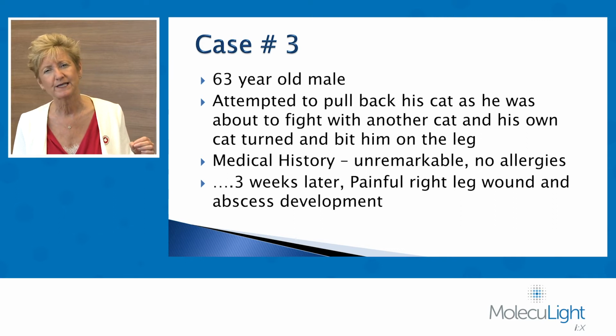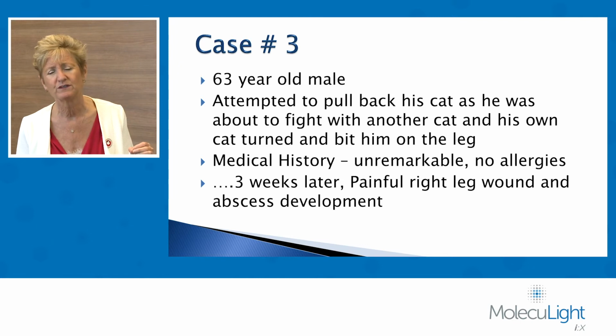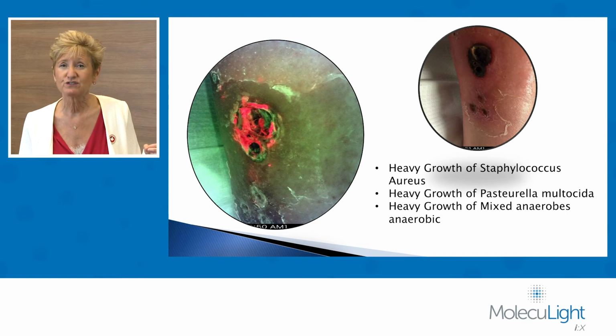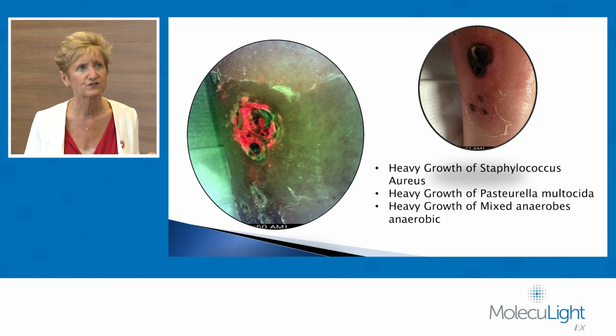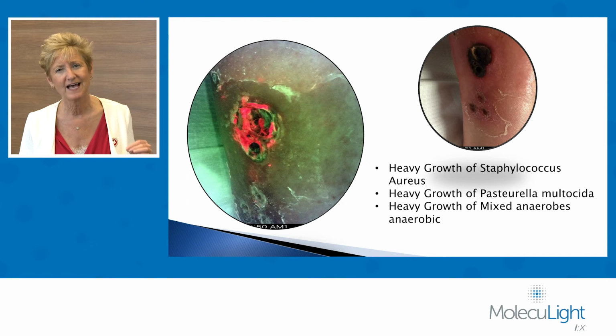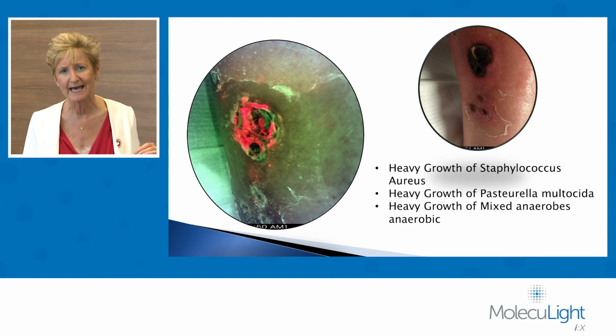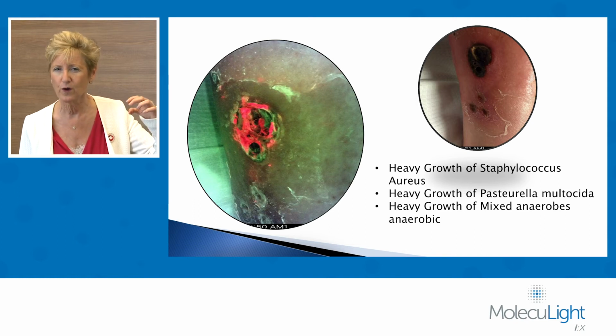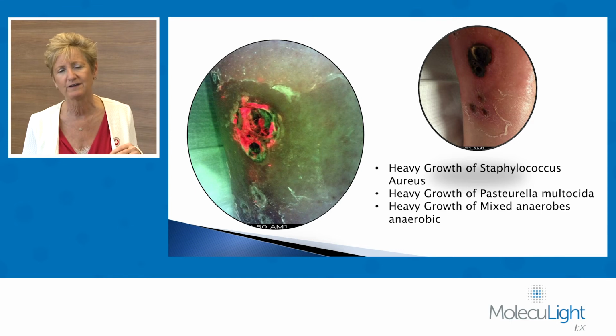Three weeks later, he presented himself to our outpatient clinic with a very painful wound area. It actually just looked like black eschar, and you can see that in the white image. But with the MolecuLight, it just lit up a bright red. And indeed, the cultures showed a heavy growth of Pasteurella multocida, which is a classic organism that you find in cats. Cats' teeth are so sharp, and so it would have been quite a puncture. And so this had quite a nasty growth.